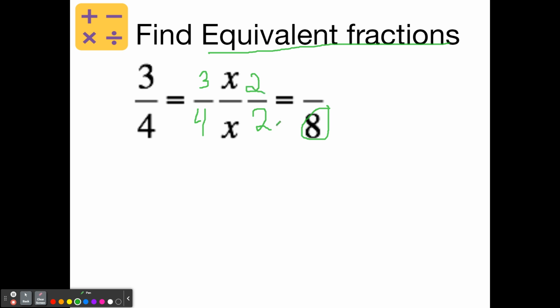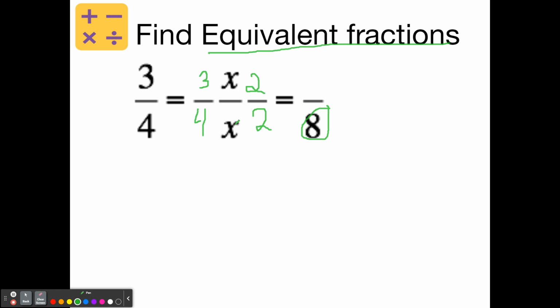I noticed that some people were not doing this skill. They were not doing this rule. They were multiplying by random numbers or numbers that I couldn't figure out where you got them from. And we cannot do that. To find equivalent fractions, we have to multiply with the same number top and bottom. Whatever you do to the denominator, you have to do to the numerator. Whatever you do to the numerator, you have to do to the denominator to find equivalent fractions.